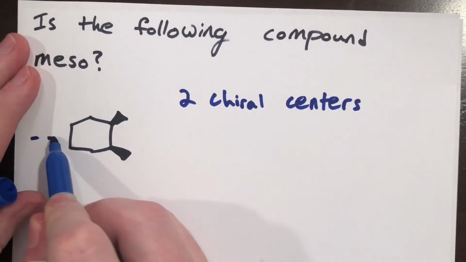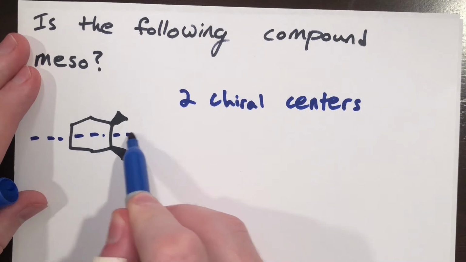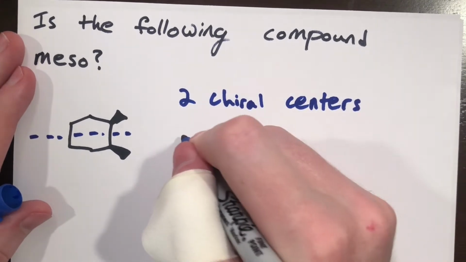Next, there is an internal plane of symmetry here. It's very similar to the first example we did.